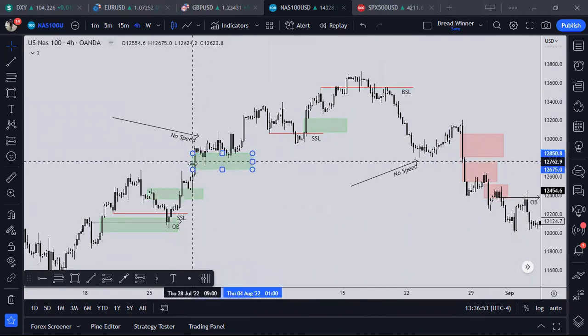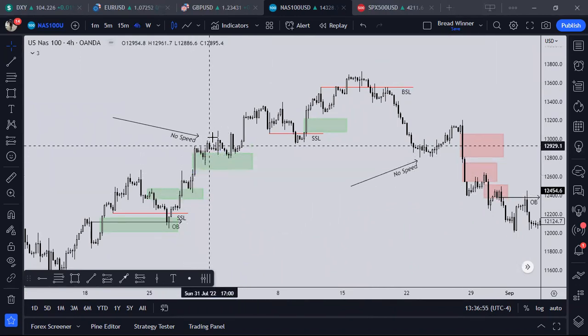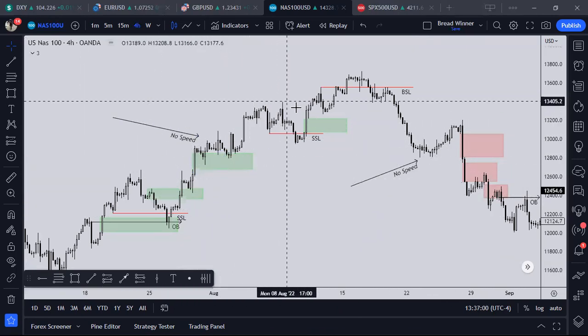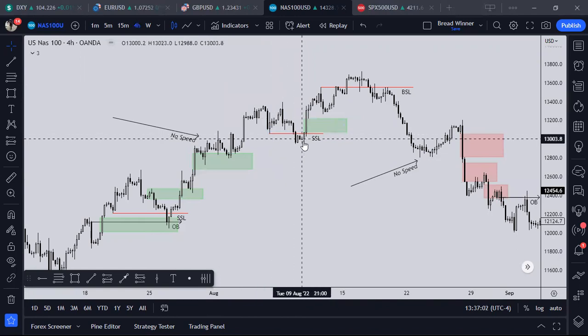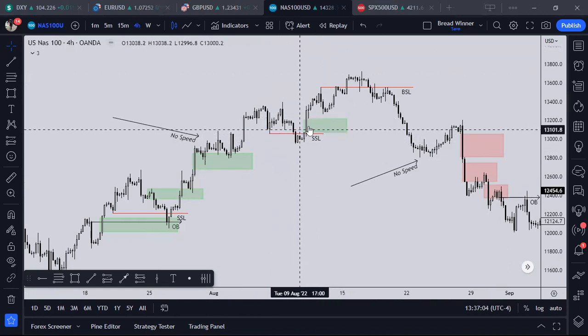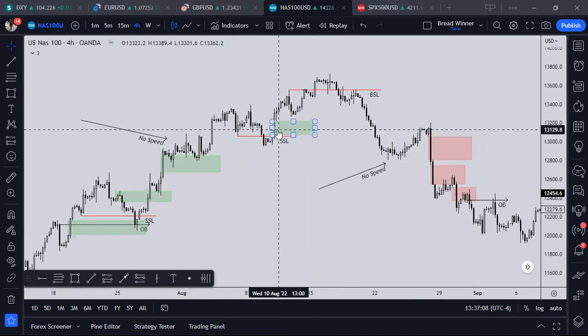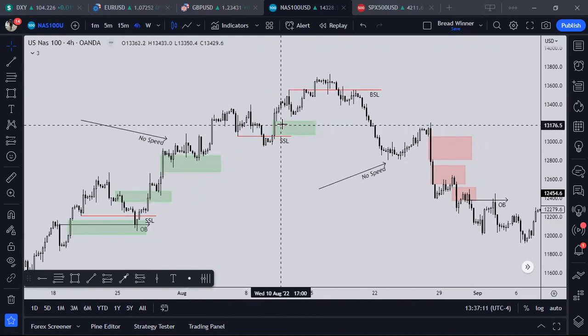We also have this fair value gap here that gets supported. We don't see any speed to the downside, no speed to the sell side. We continue expanding. We see a run below sell side liquidity, and we see expansion higher. We have this fair value gap, this BISI being left open, showing bullish tendencies, bullish signatures.